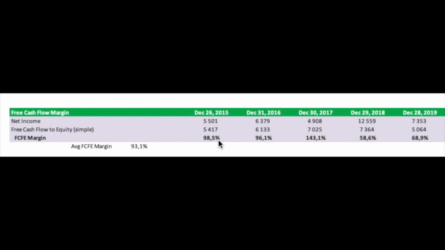And we can see how big the free cash flow to equity has been in relation to net income for the past 5 years. What we want to do now is calculate the average free cash flow to equity margin over the past 5 years. And we simply do this by taking the average of these numbers right here, of course.